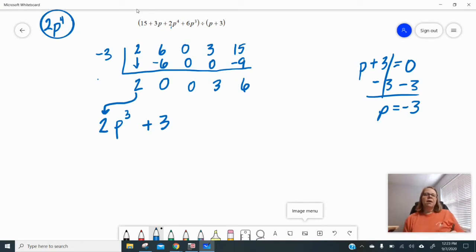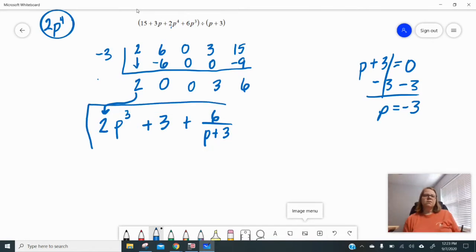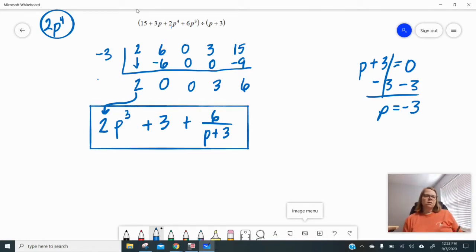So, all right. And then we have a 6, and that's our remainder. Remember remainders from 3rd grade? I don't know, whenever that was. All right, so plus 6 over, and then you put it over what you started with. So whatever was printed here. So p plus 3. All right, that is your answer for your synthetic division.